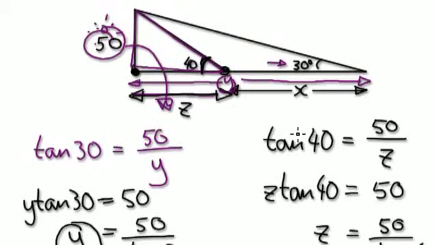Now if you look at this here, all we have to do now is get this whole distance here, take away this distance here. So get y. Remember, this whole distance here is y. y take away z.